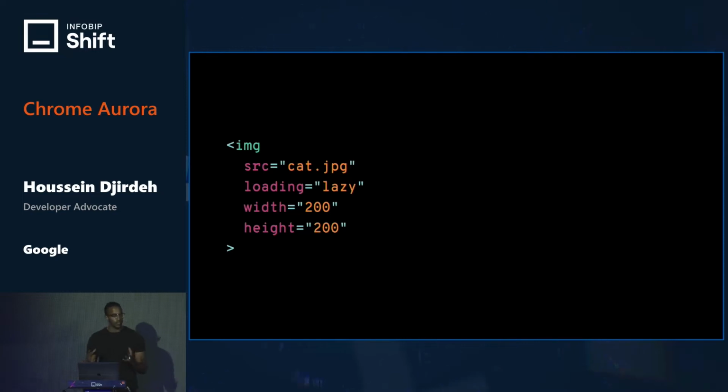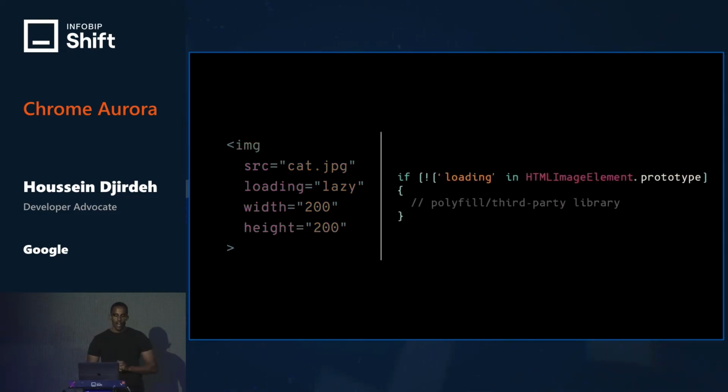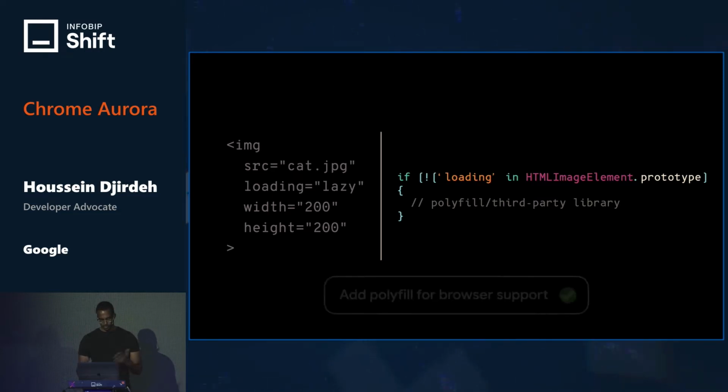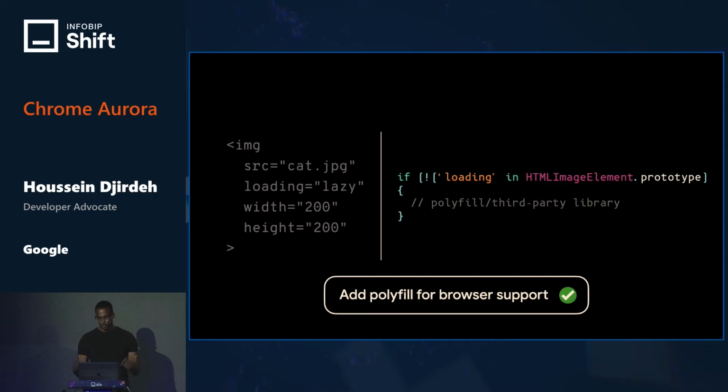The loading attribute for images in and of itself is supported in all major browsers. But for whatever reason, let's say that there are going to be some users that are accessing my website from an older browser that doesn't yet support the feature. All right then, I'll include some code that checks for the attribute, and if it doesn't exist, I'll either write a custom polyfill or fetch a third-party library that can lazy load images. Great, now I even have a backup plan to support older browsers.